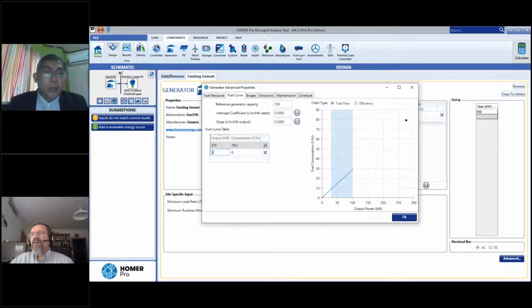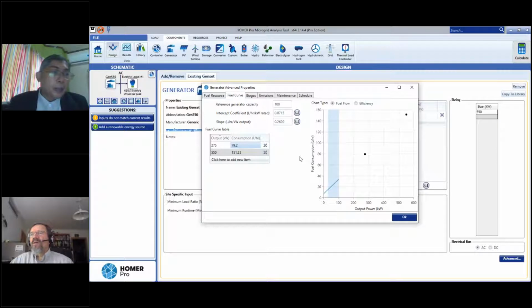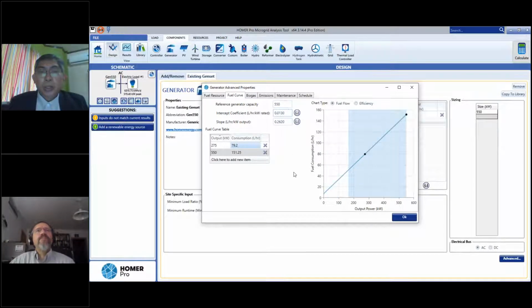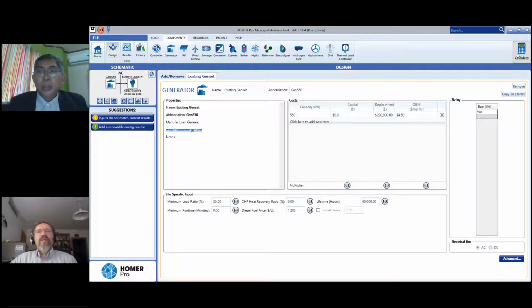And at a higher load of 550, that's almost its full load, its consumption goes up to 151.25 liters per hour. Okay, so this creates a fuel curve. I'm just checking, and we can set the capacity at 550, right there. So with this capacity and existing data on the fuel curve, we can model the existing genset more accurately, and we can run this also in HOMER.